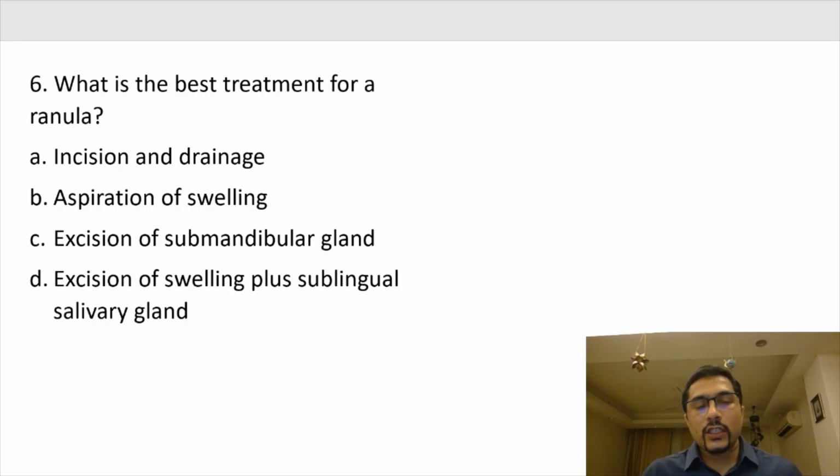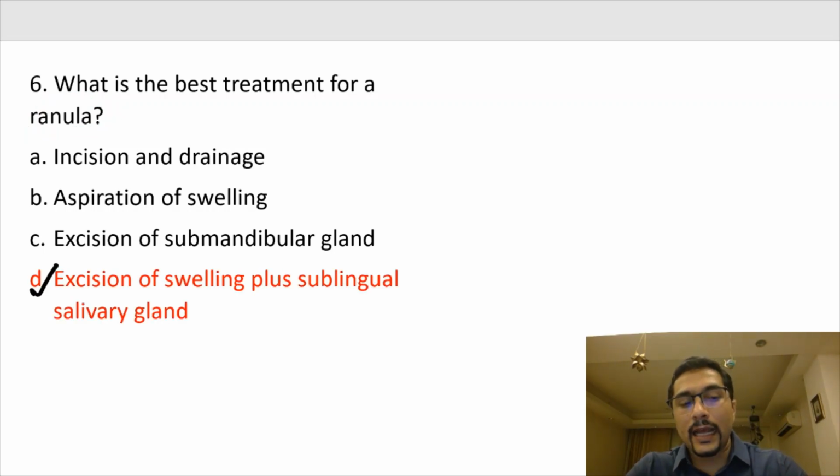Another common question in your exam is regarding ranula. So they've asked the best treatment for a ranula. Options given were incision and drainage, aspiration of the swelling, excision of the submandibular gland, and excision of the swelling plus the sublingual gland. So the correct answer here is excision of the sublingual gland and the swelling.